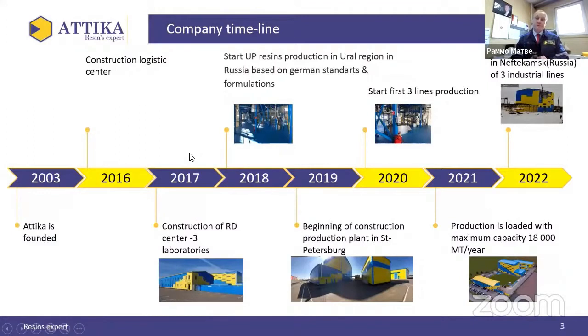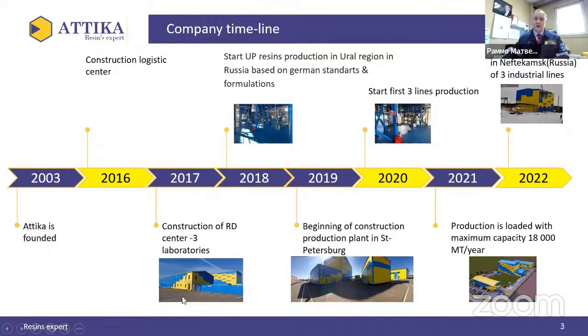A few words about our timeline. As I mentioned, we founded our company in 2003. The first steps were in chemical distribution, with raw materials for composites and coatings products. In 2016, we built logistics centers, and in 2017 we built our R&D centers, where 3 laboratories are situated. First, the laboratory of synthesis of resins. Second, the laboratory for composite materials, and third, the laboratory of coatings materials.